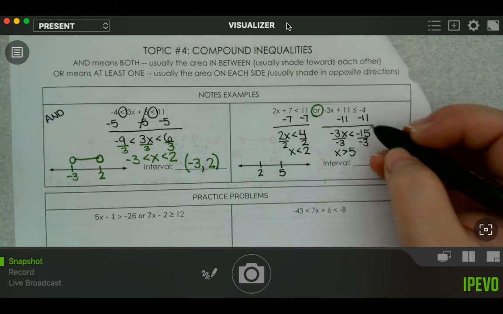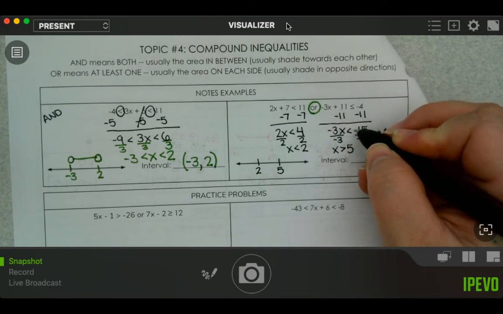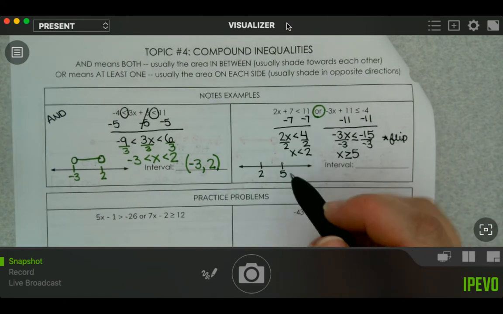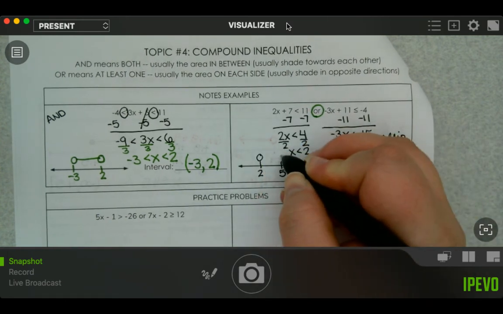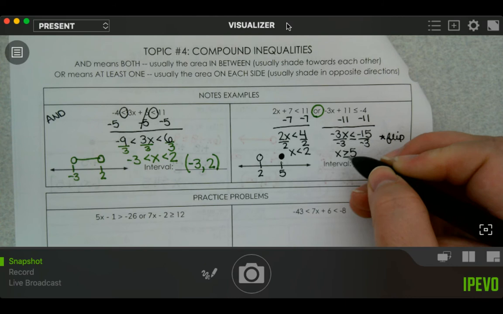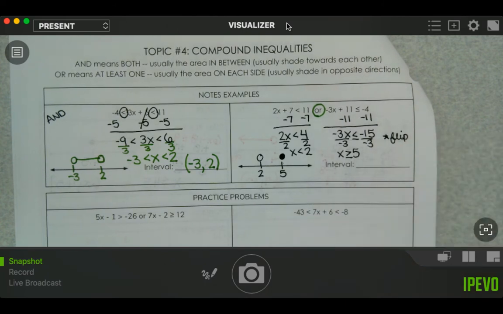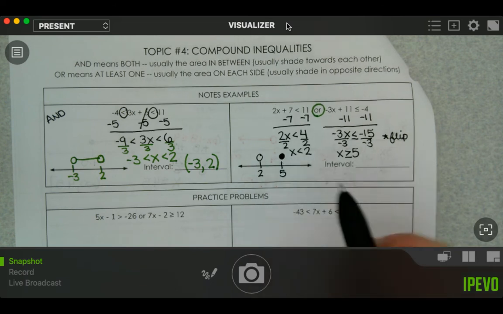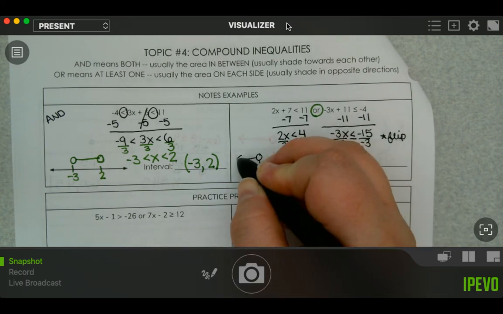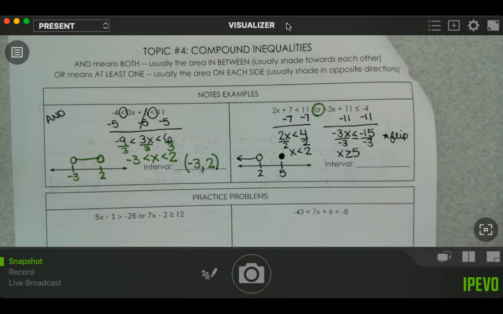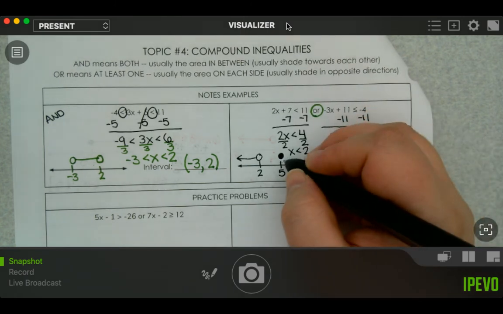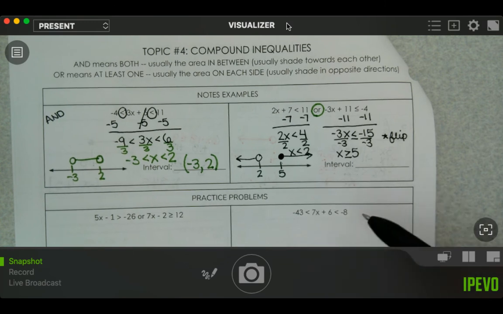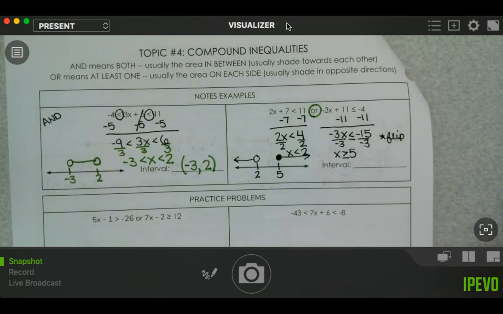And I forgot one little thing. This one is supposed to have the line underneath. So I'm going to add it back. Because the 2 should be open, the 5 should be closed, because it has that little line, that little bar underneath. And then the 2 is facing to the left next to it. So that means we're shading to the left. The 5 is pointing to the right. See how they're going opposite directions? That's what happens when you have an OR.